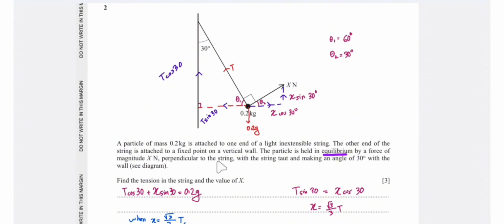The force x is perpendicular to the string, with the string taut making an angle of 30 degrees with the wall. Find the tension in the string and the value of x. So for the string, what would be the tension? We know that the tension force acts away from the point of observation.